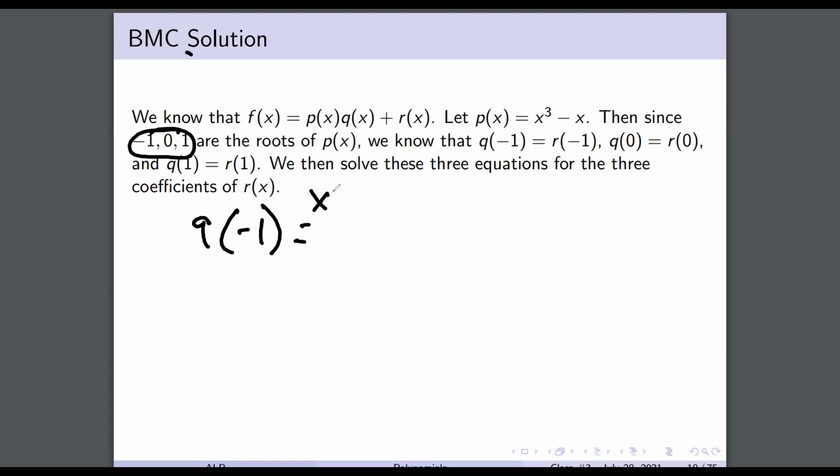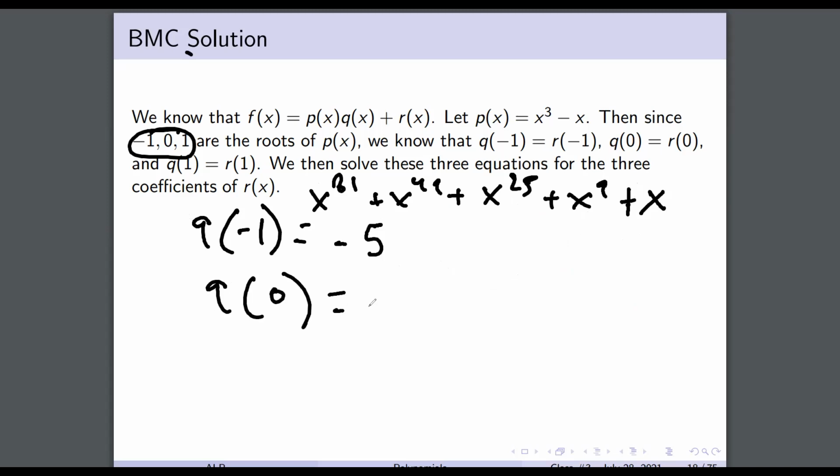as we know, the original polynomial was x to the 5th plus 29 plus x. So q of -1 would be -5. Q of 0 would be just 0. And q of 1 would equal 5.